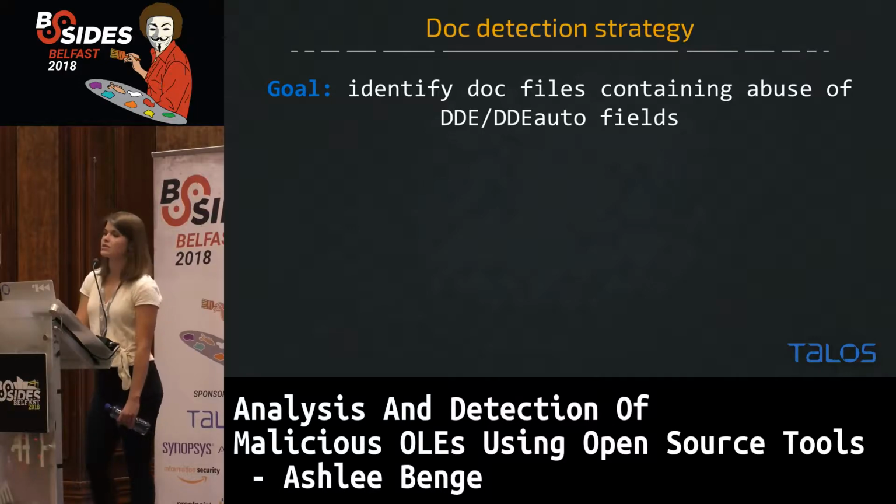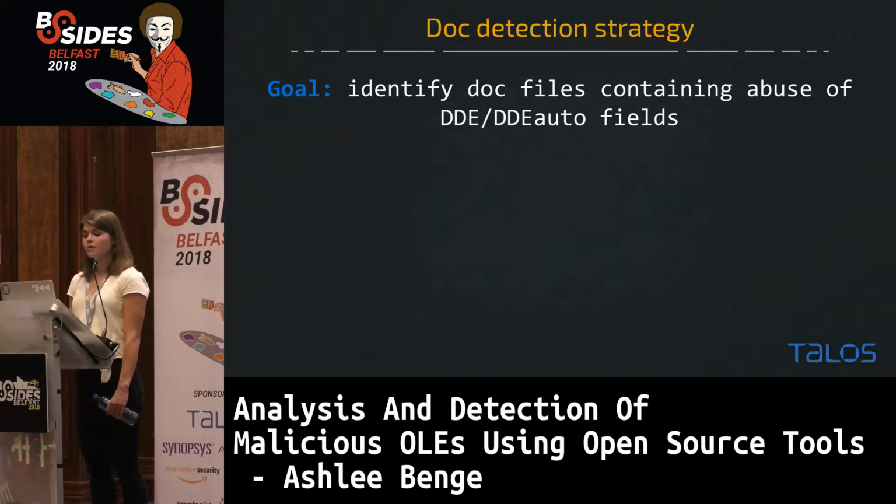So now that we've seen this exploited in a doc file, one of our goals in our rule is going to be to identify, again, specifically doc files that are abusing this. I mentioned it briefly earlier, and all of the examples I've shown have used DDE auto, but it's also possible to use something called DDE, which the only difference there is that DDE, I believe, asks for user permission prior to executing the command.